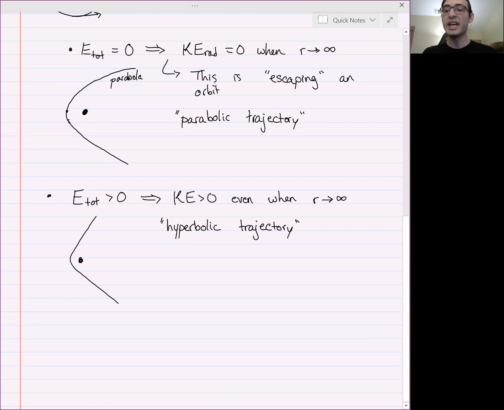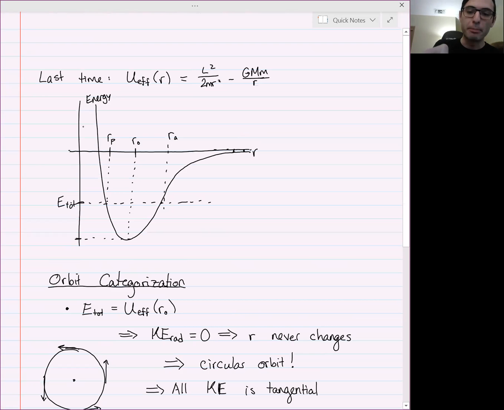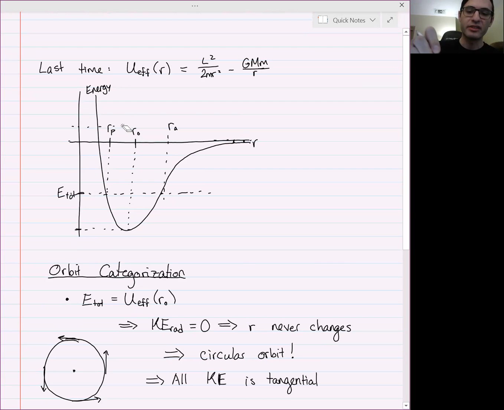Yeah, so in that case, the E total would be above the x-axis, and so the kinetic energy would just be the difference. Like if the E total was, say, here, the kinetic energy would just be this distance. You could calculate that difference there, and that would give you the radial kinetic energy.